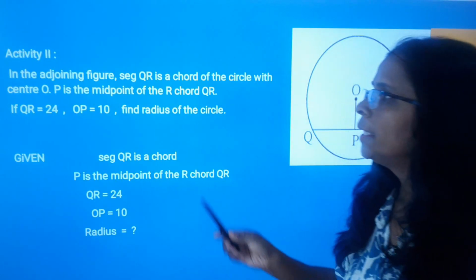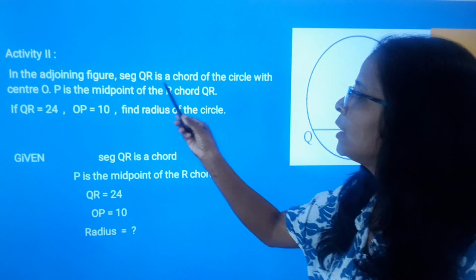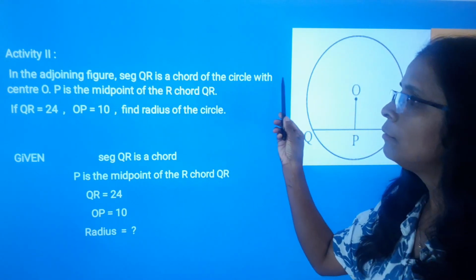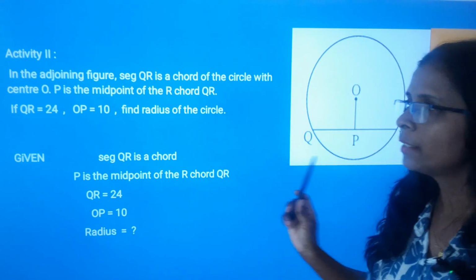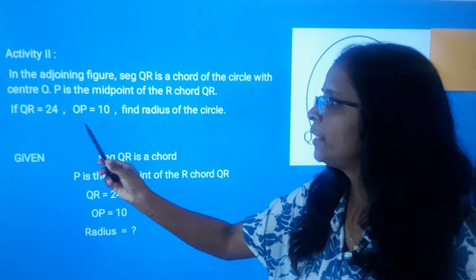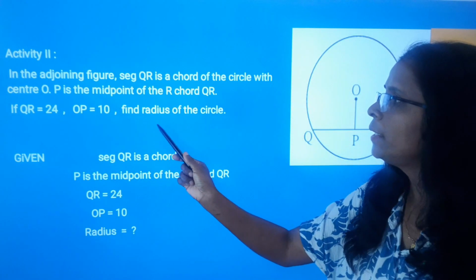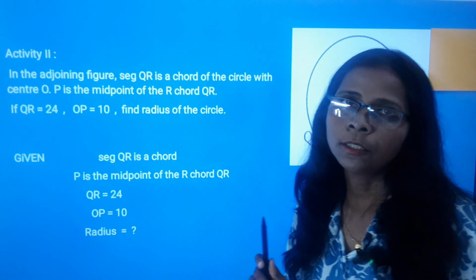Activity, students. In the adjoining figure, segment QR is a chord of the circle with center O. P is the midpoint of the chord QR. If QR is equal to 24 and OP is equal to 10, find the radius of the circle.